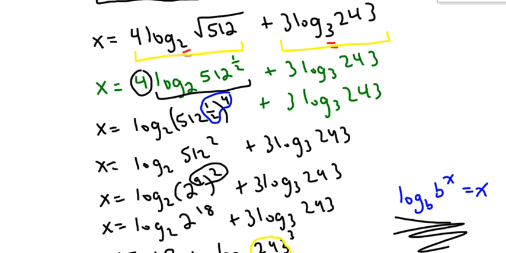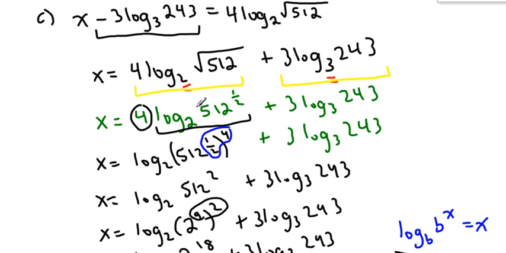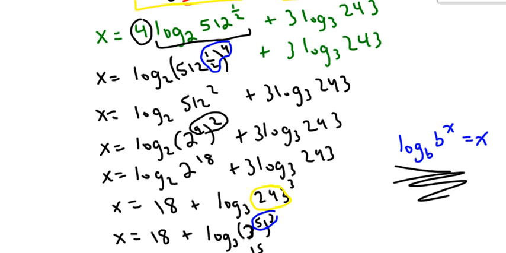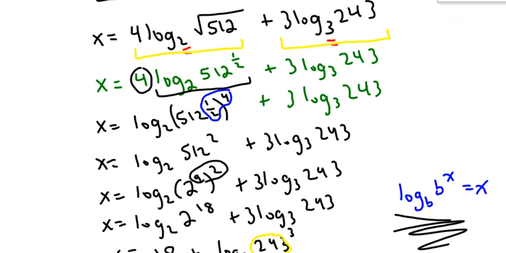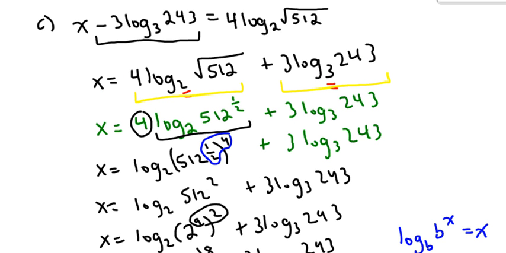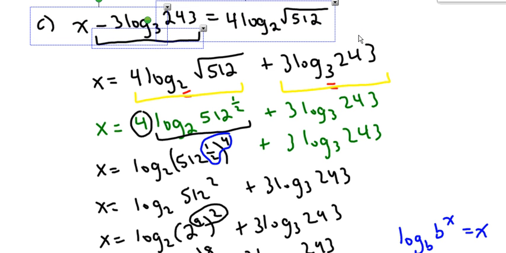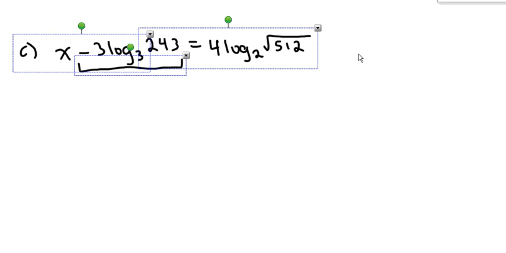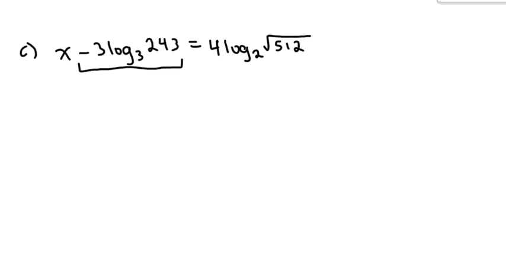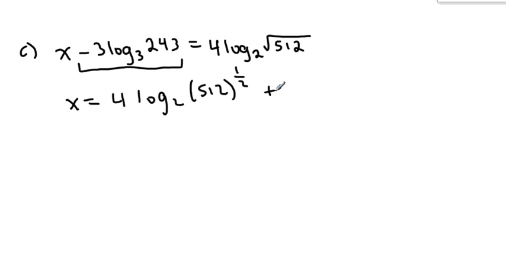Now, I should point out that at the point in each of these statements where I took the number out front and rewrote it over here, I could have not done that as well and simply multiplied. So let me actually show you what that would look like. I'm going to create a new screen here, and let me show you how else we could have done this. Okay, so I'm going to start the same way. I'm going to isolate that x. And while I'm here, I'm going to rewrite 512 exponent a half, and then plus 3 log 3 of 243.